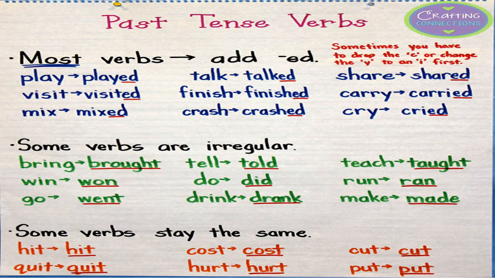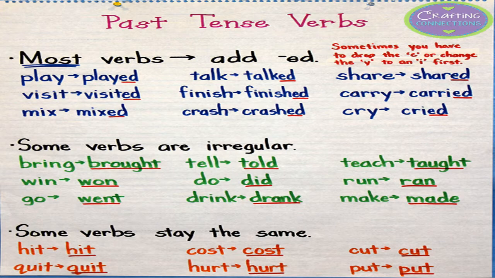Let's know that, okay? If the verb ends with e, we are going to add just d, like share, shared, like, liked, okay? But if the verb ends with y and before y a consonant letter, we are going to drop y and add ied, like carry, carried, cry, cried. Okay?